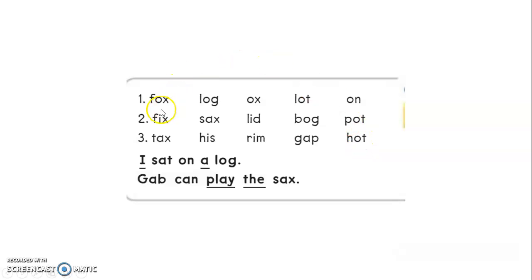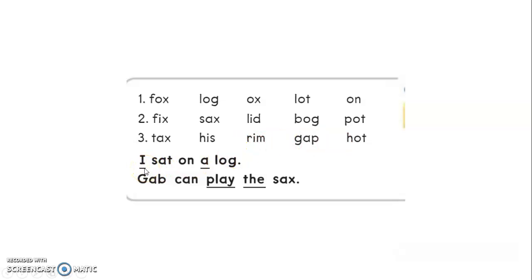Ready? Fox, log, ox, lot. On, fix. Sax, lid. Bog, pot. Tax, his. Rim, gap, hot. Now what you can do is look at these two sentences on the bottom.